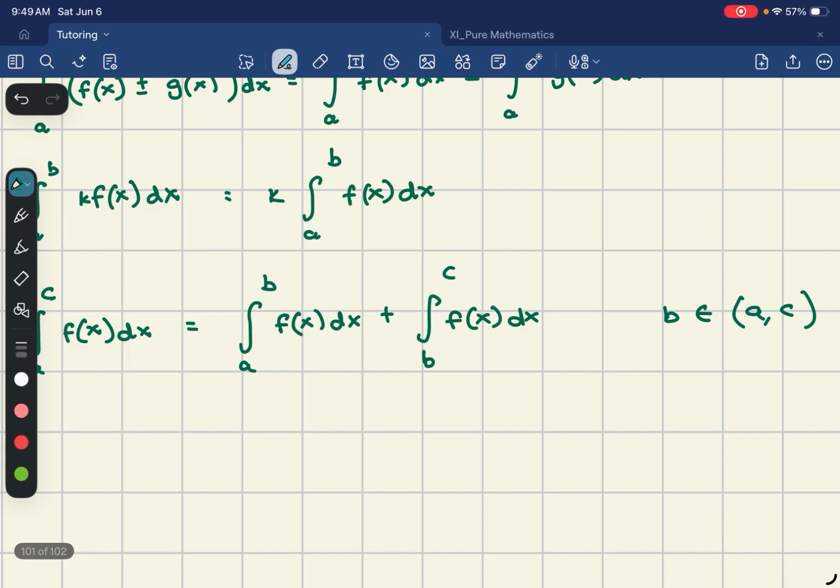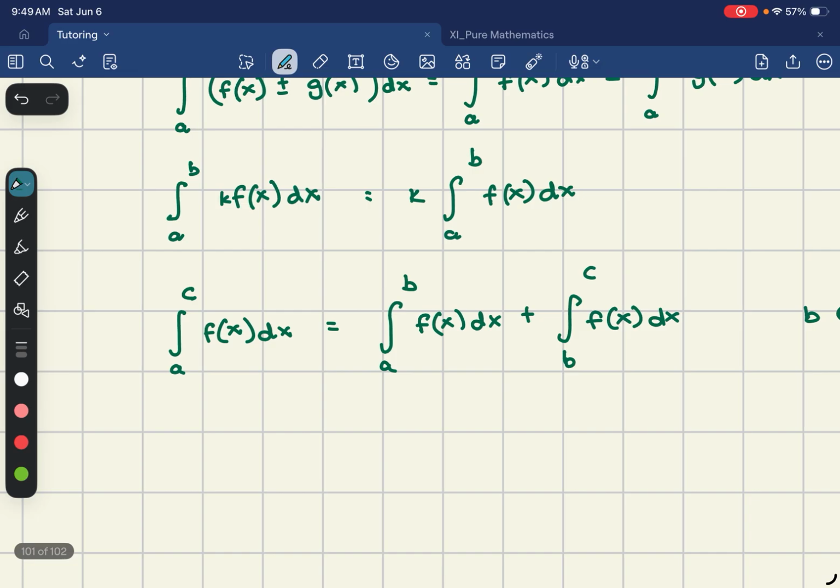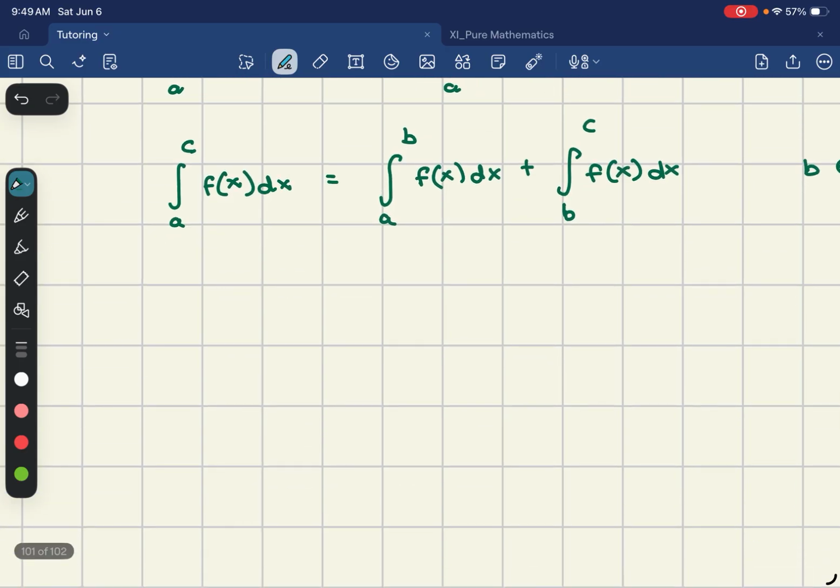So if b lies between a and c, then integrating from a to c, you can just pick any b in between a and c, and you can first integrate from a to b f of x dx, and then you can integrate from b to c. And this is assuming that the function is continuous in this interval.